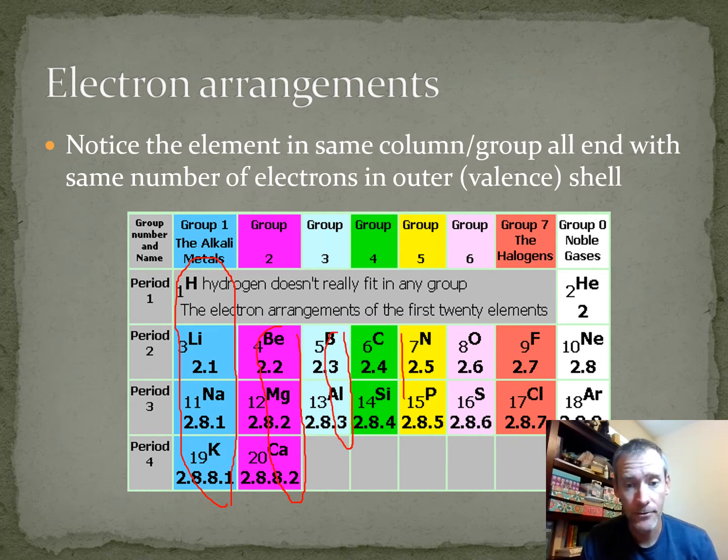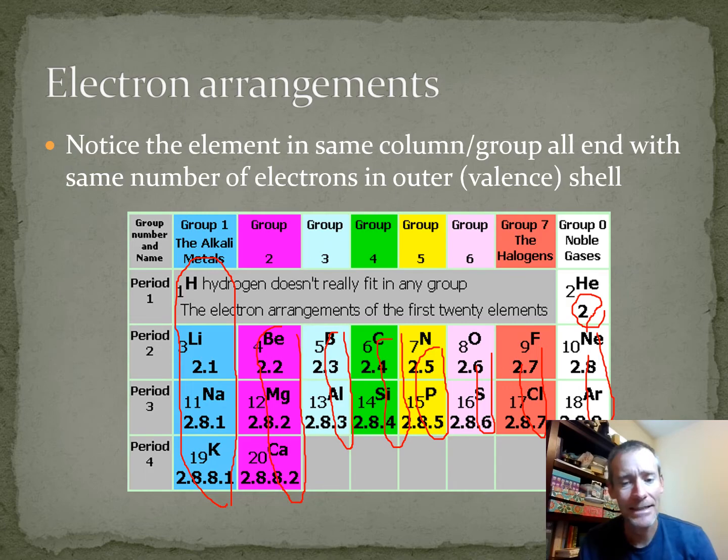Carbon group has all 4 in the valence shell. The nitrogen group all has 5. Oxygen group all has 6. And 7 for the halogen group. And the noble gases all have 8 except helium, because helium can only hold 2 electrons. So that's why it doesn't have 8.